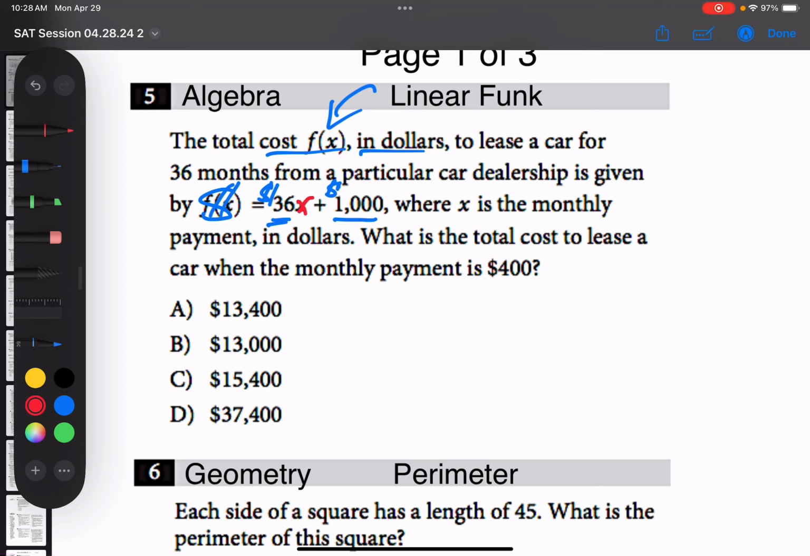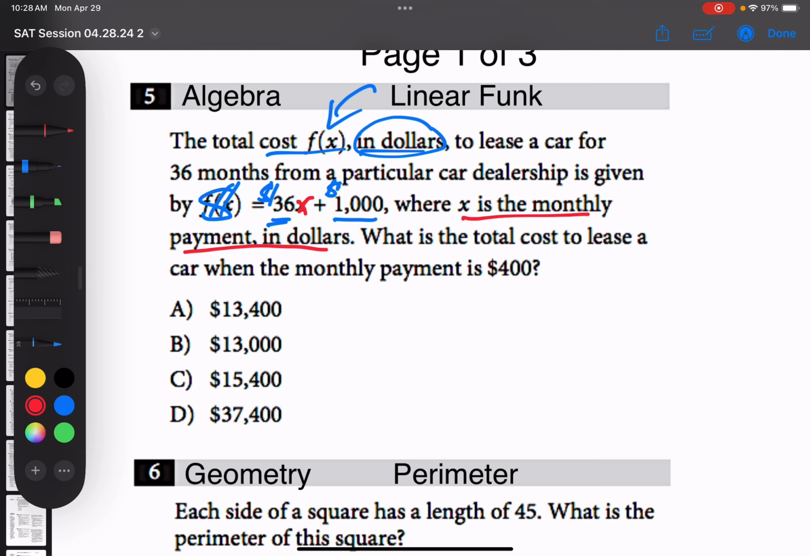But whatever f of x they tell you it is, in this case it is dollars. Those numbers relate to dollars. And what they say x is? X, they said, is the monthly payment in dollars. All right, that's good enough. So what is the total cost to lease a car when the monthly payment is $400?